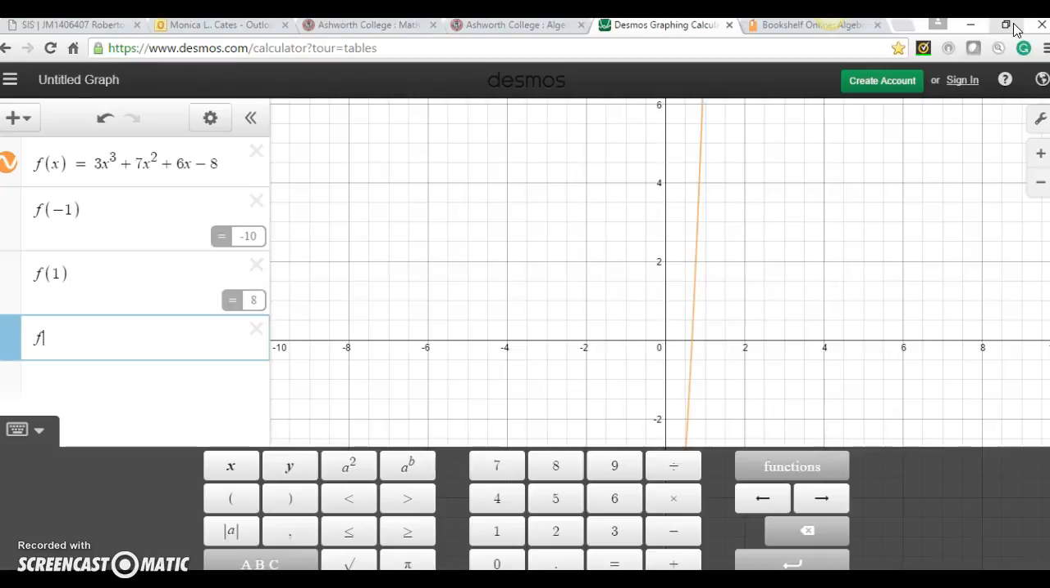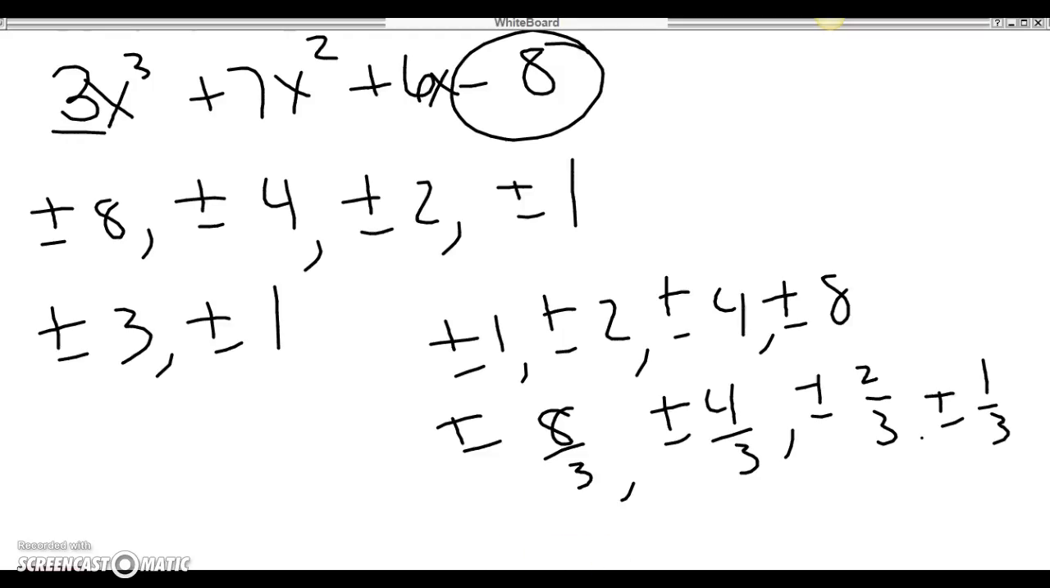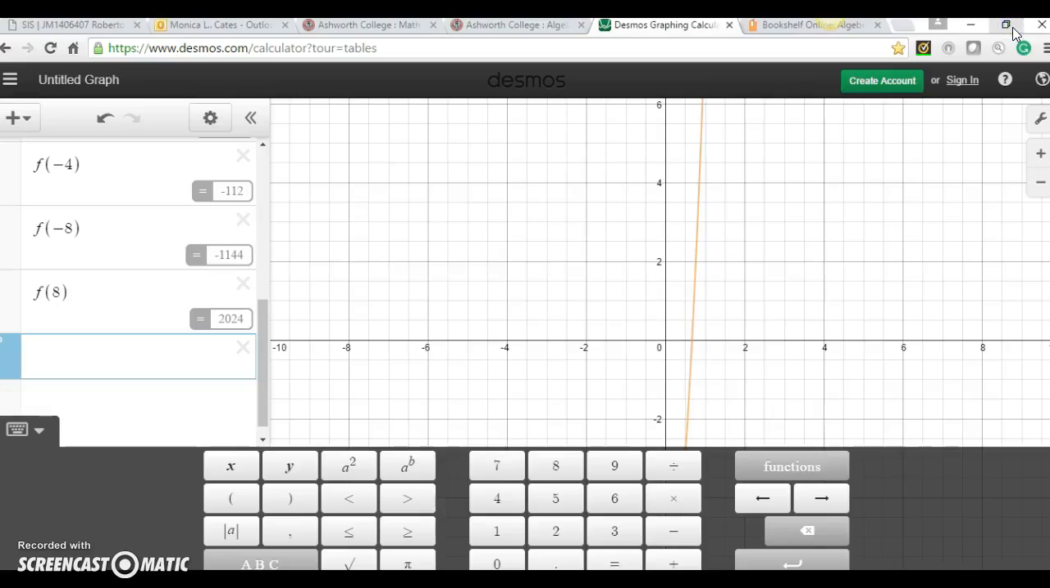Let's do 2. So let's plug in -2. Didn't work. Let's plug in +2. Didn't work. Let's plug in 4. Didn't work. Let's plug in -4. Didn't work. Let's plug in -8. Didn't work. Let's plug in +8. Oops. Still didn't work. Let's see, what are my other terms? So I have 8 over 3. Let's plug in 8 over 3.